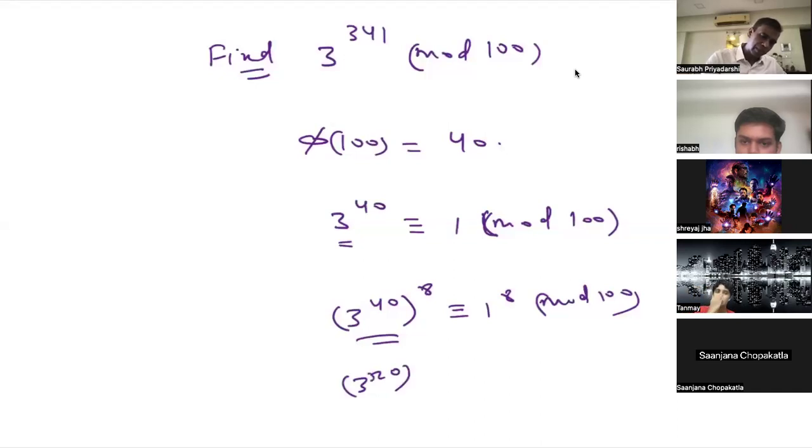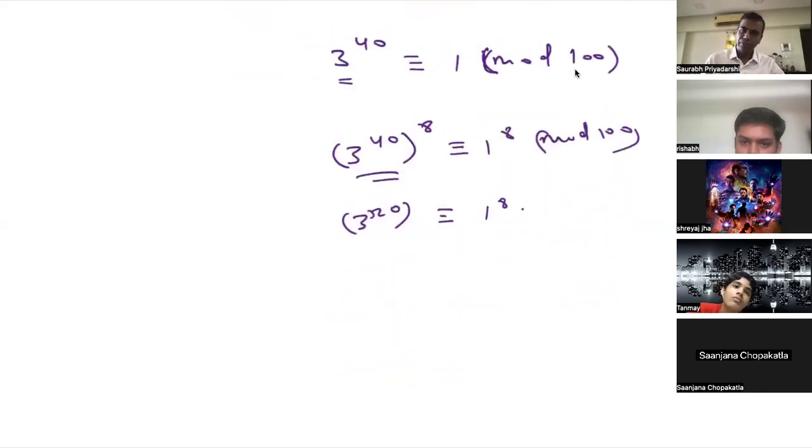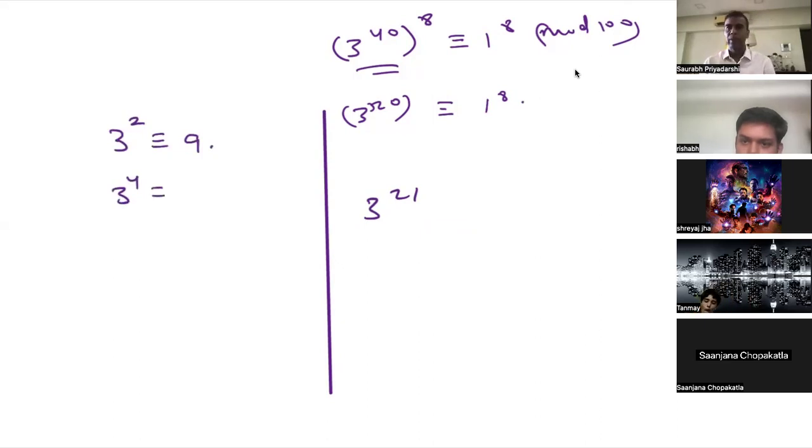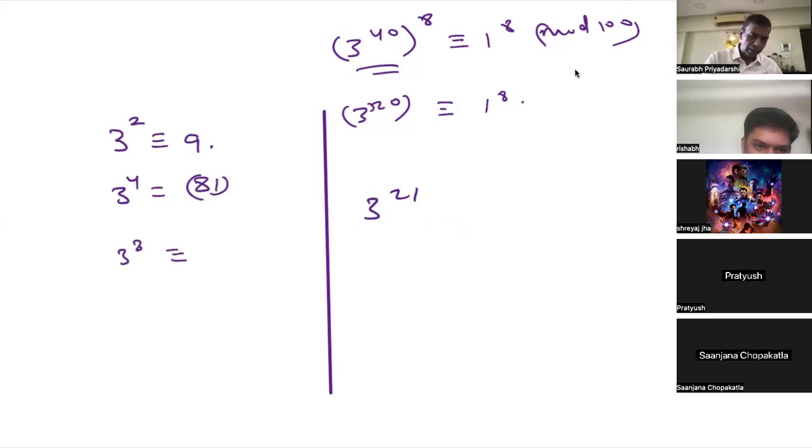3 to the power 21. Again, if you want, you can apply the binary process. Binary process means 3 square is 9, 3 to the power 4 is 81, 3 to the power 8 is what we are getting? Sir, 61. We have already found that. And last is 3 to the power 16. What is it? 21.